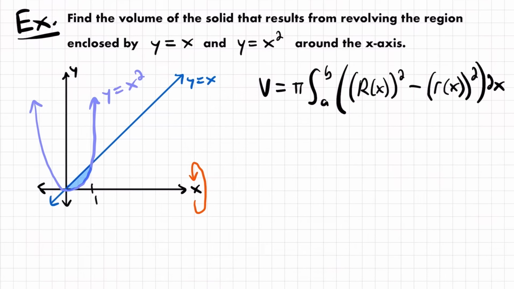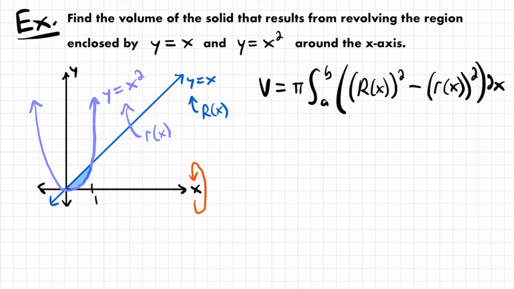And that will make this line, y equals x, our outer radius, because it will form the outside of our solid of revolution. Okay, so y equals x is capital R of x, and y equals x squared is going to be small r of x.